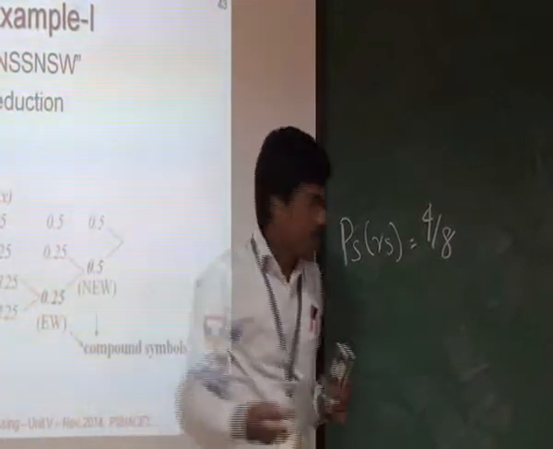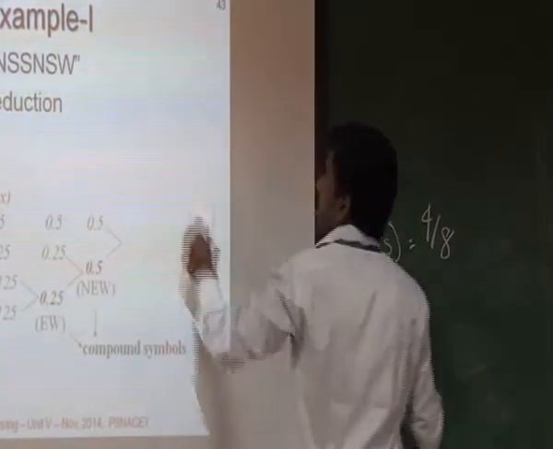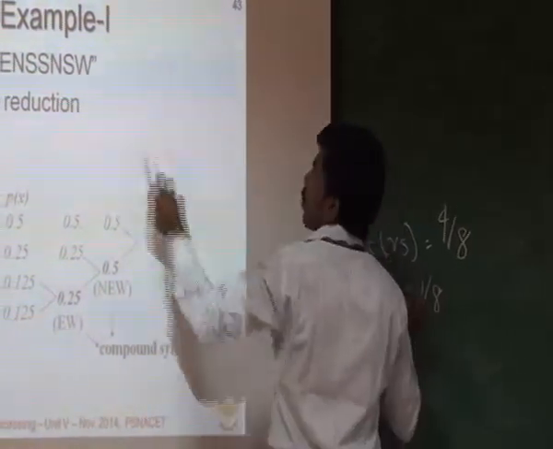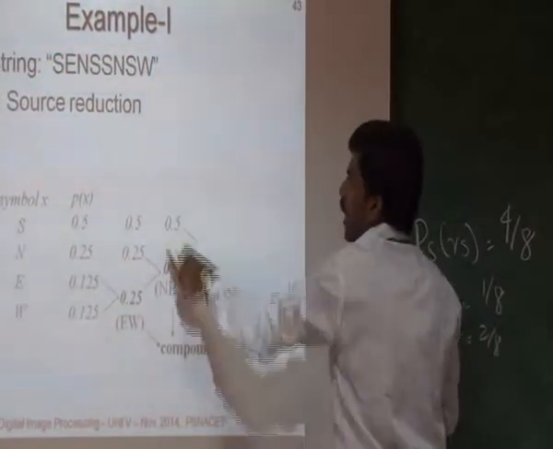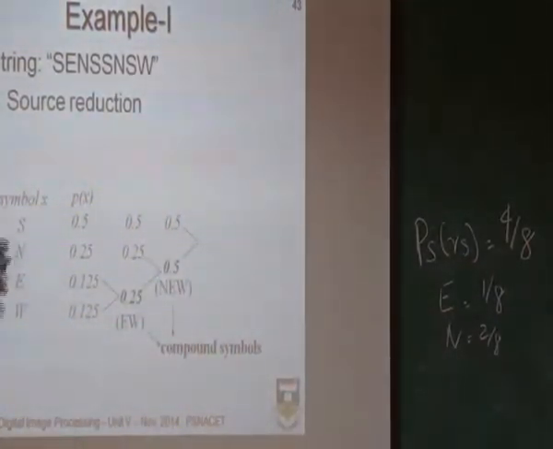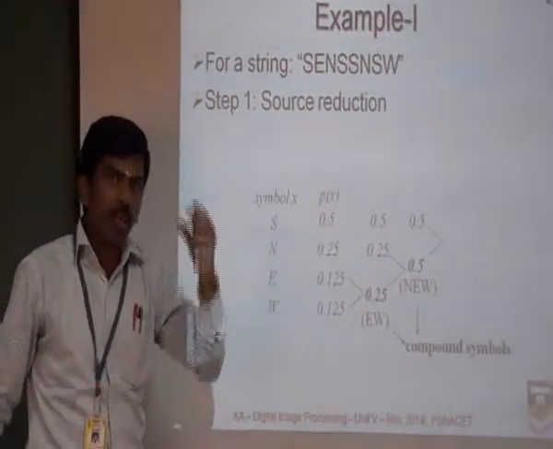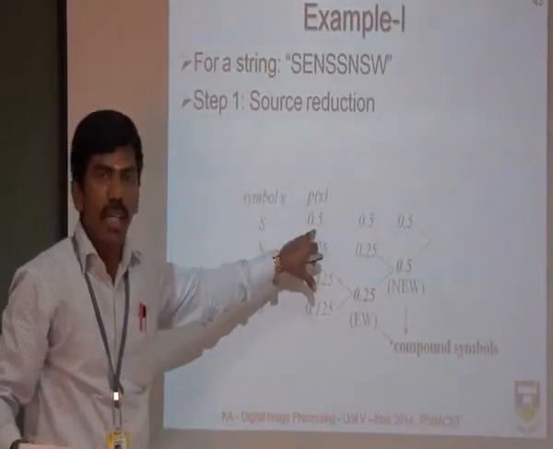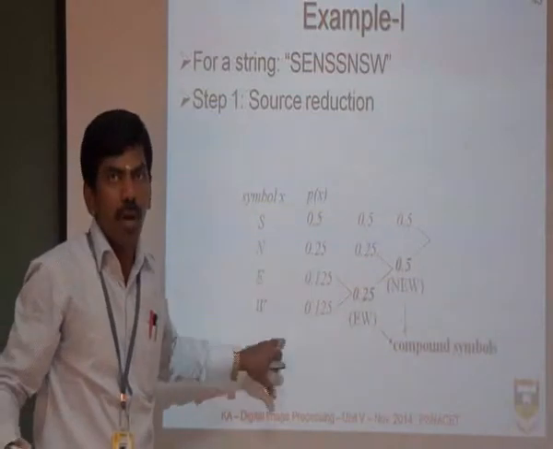Similarly, next we go to E. How many times does symbol E occur? Only one time, so 1 by 8. Similarly, next N is 2 by 8. Similarly, we can find out all of them. Next, we get 4 by 8, which is 0.5. Next step: after we find the probabilities, we arrange them from highest to lowest. That means the first symbol is S, the second is 0.25, the third is E with 0.125, and 0.1.